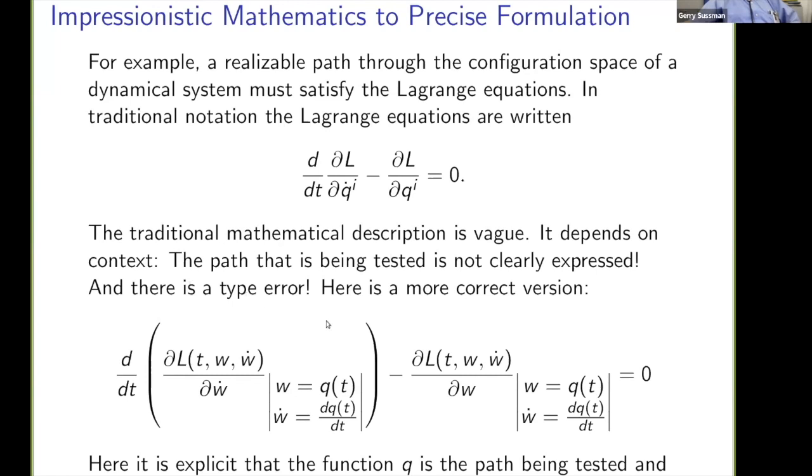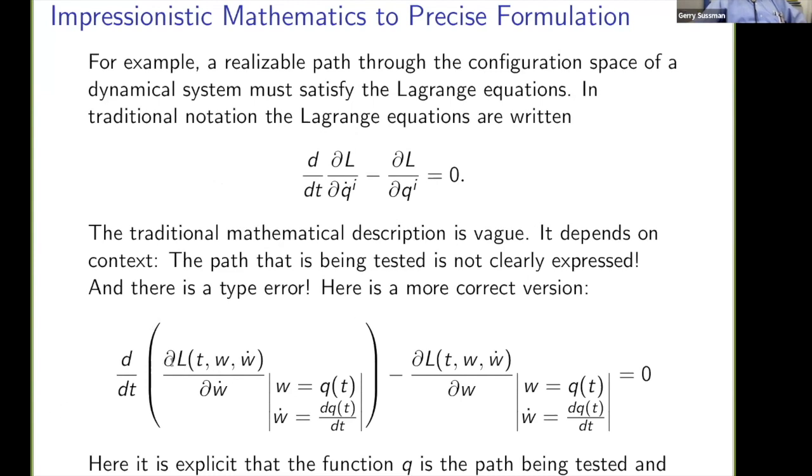Okay, and there's a type error. How do I take a derivative, with respect to a single time variable, of a function called Lagrangian, which takes three arguments, the time, position, and velocity? Okay, it's not clear. What's really going on is something that's understood by context. And unfortunately, context is something you have to have a lot of knowledge about in order to be able to read this. So when you teach this to students, they don't know the context, they have a great hard time.